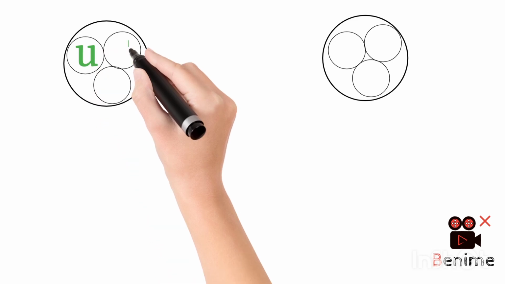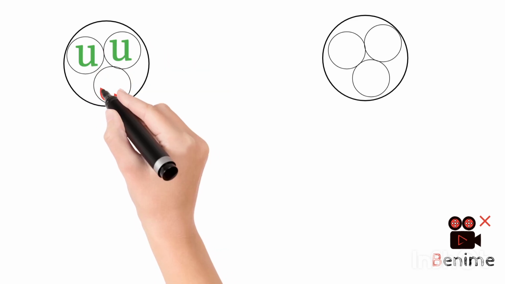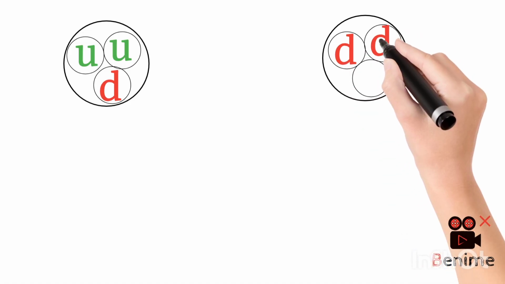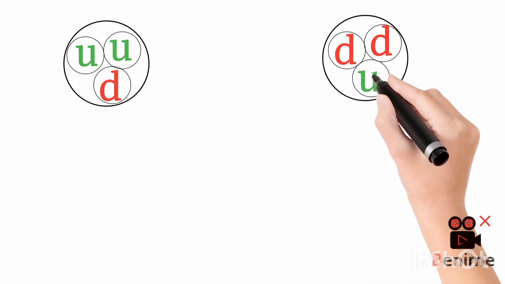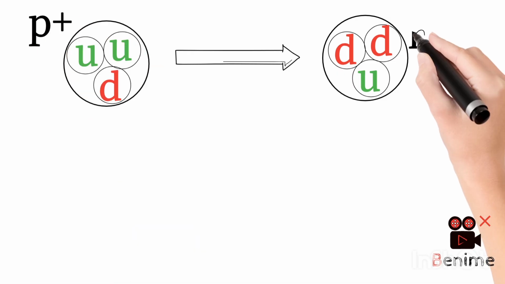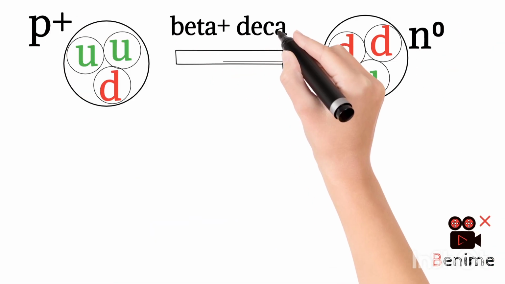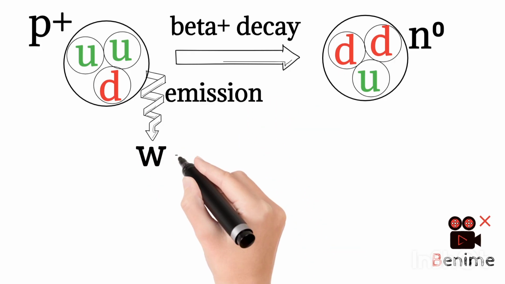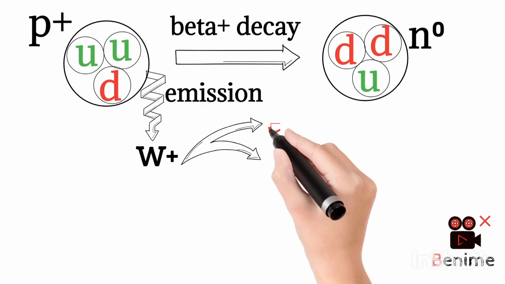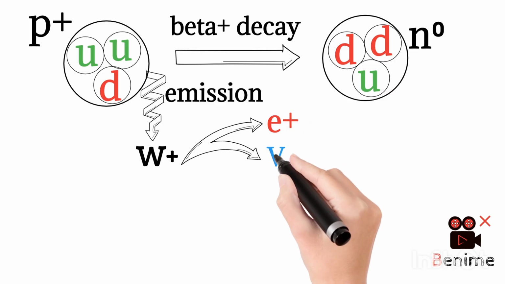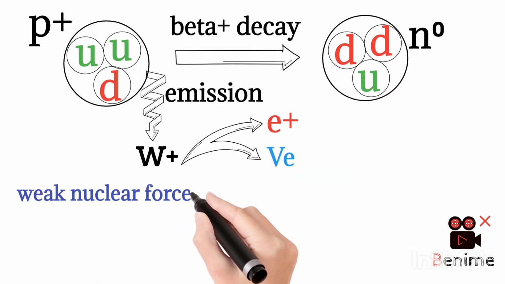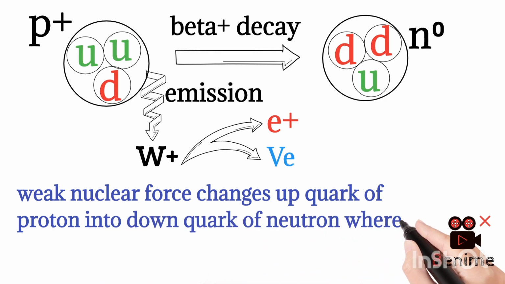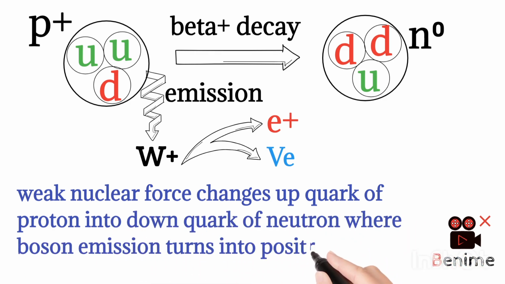Beta plus decay occurs due to the weak nuclear force. This force, same as in beta minus decay, allows quarks to change, but here an up quark inside the proton is changed into a down quark and turns the proton into a neutron. In beta plus decay, a heavy, short-lived W plus boson is emitted, which turns into a positron and neutrino to balance lepton numbers and conservation of momentum and energy, same as in beta minus decay.